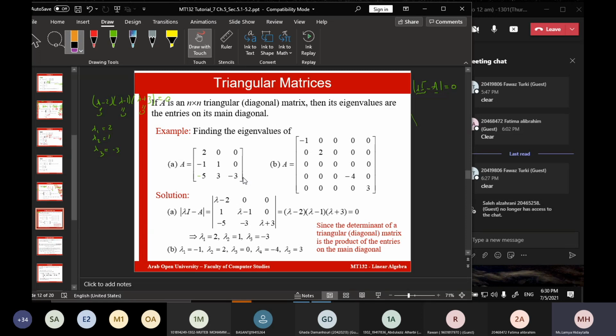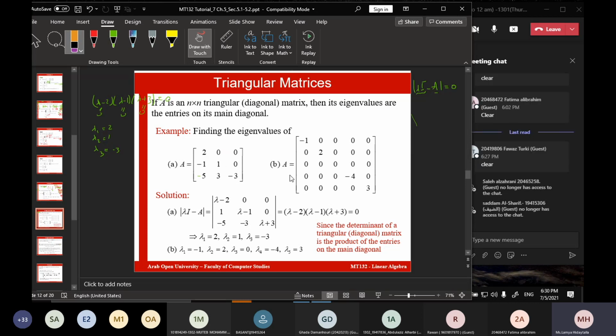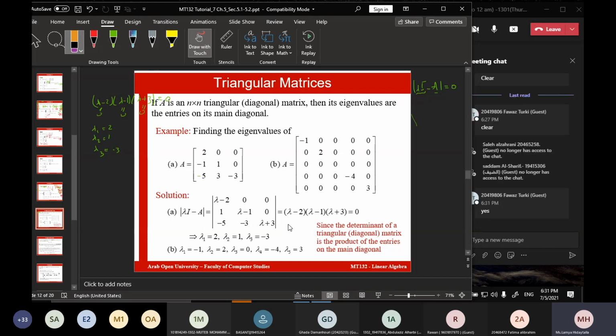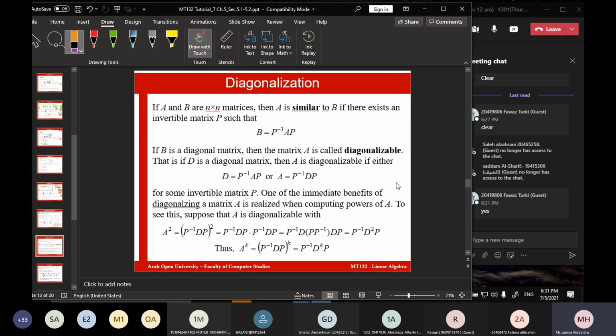Okay, so if we have a matrix that is lower triangular or upper triangular or diagonal, then immediately your eigenvalues are the values on the diagonal. Clear? And then, of course, if they ask for the eigenvectors, you substitute in the linear system (lambda I minus A) multiplied by x equals zero, substitute the lambdas, and for each lambda, find the corresponding eigenvectors.